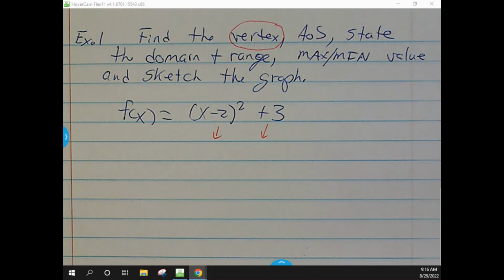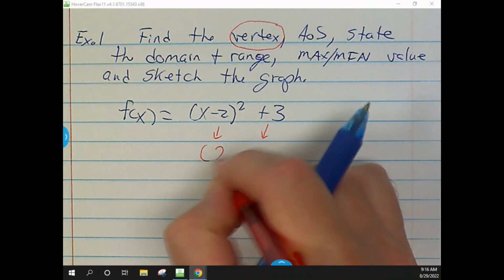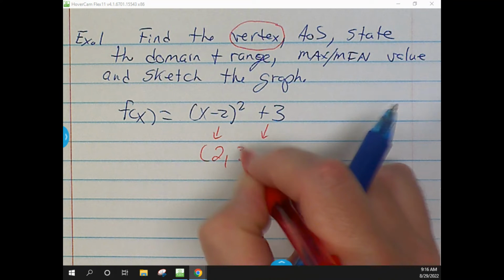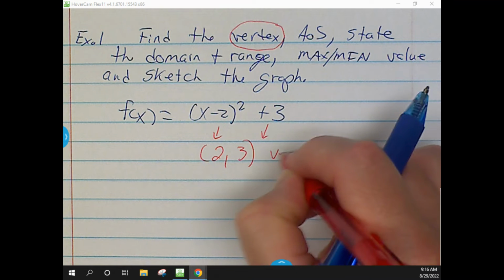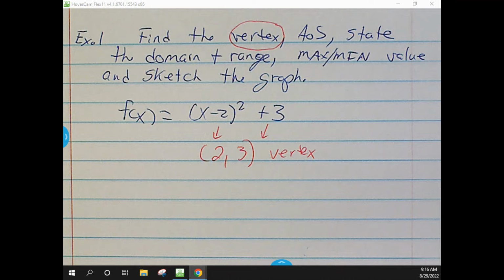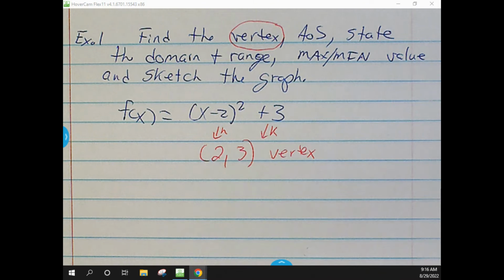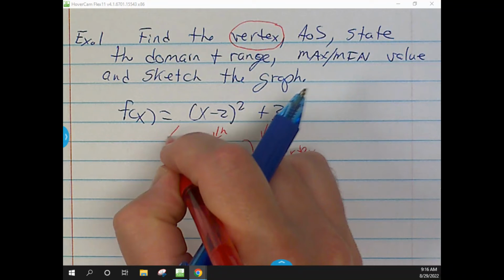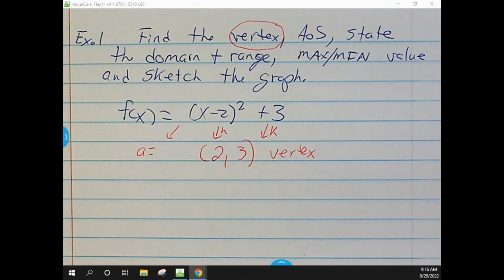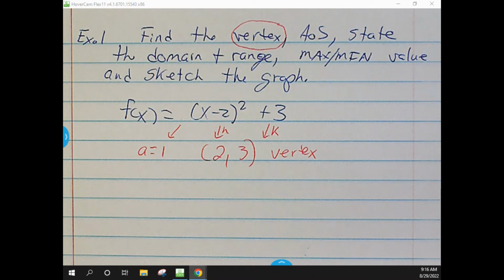So for the vertex, again, you take the number that's on the inside and change it, in this case, from negative to positive. The number on the outside stays the same. There you go, so there's a vertex. Because the number on the inside is the H value, the number on the outside is the K value. And for this one, what would the A value be there? 1. You just understood 1, right? So if they don't put a number there, then you just got to know that the A value is just understood to be a 1.